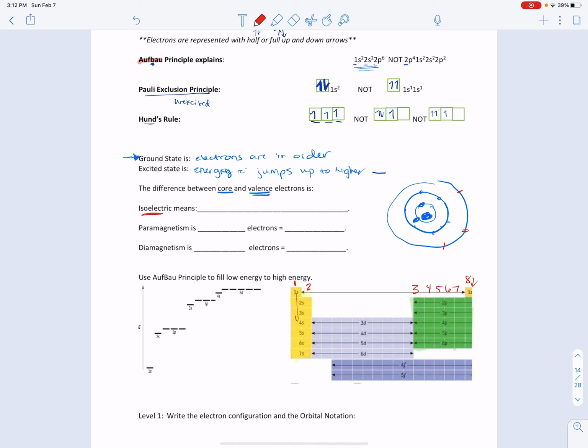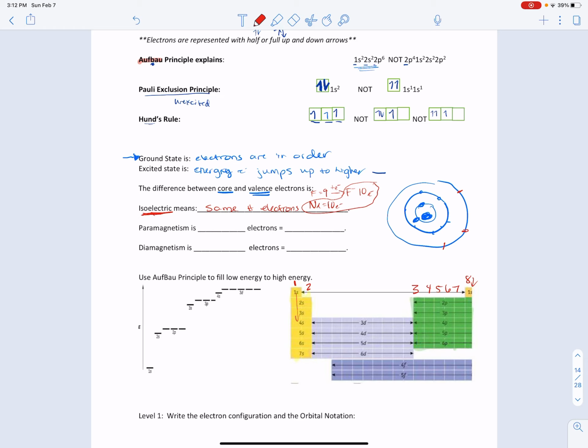You also have another word you need to know. It's isoelectronic, and what that means is the same number of electrons. So if neon has 10 electrons, and it does, and we know fluorine has 9 electrons, if we add an electron to fluorine, making it fluorine minus, then it has 10 electrons. Now these two are isoelectronic. That is what isoelectronic means, same number of electrons.